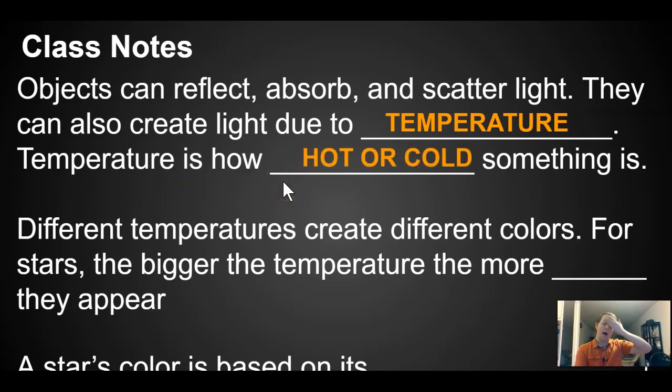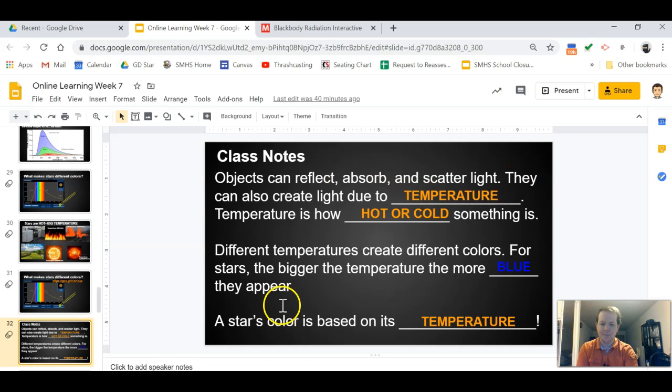Temperature is how hot or how cold something is. And for stars especially, different temperatures create different colors. For stars, the bigger the temperature, the more blue. Interesting. The more blue they appear. Sorry, this is cut off a little bit. Last one. A star's color is based on its temperature.